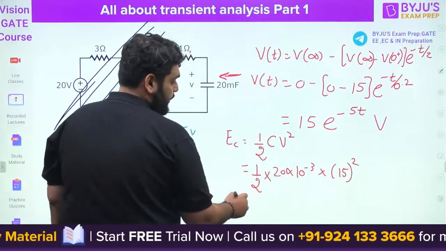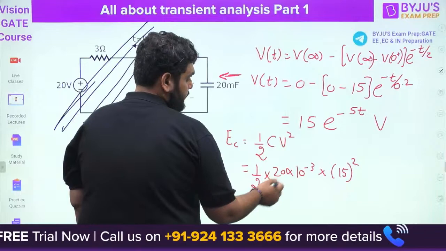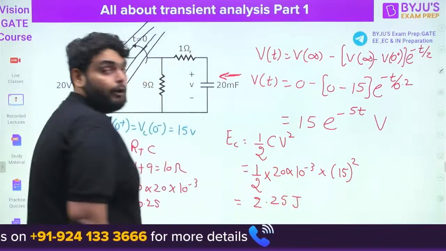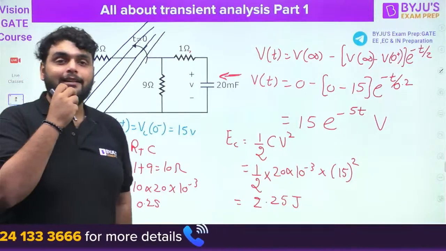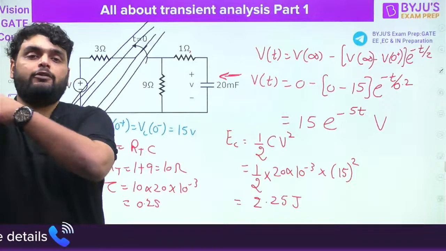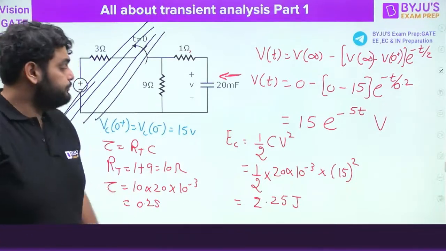So how much did it come? 225. So 10 to the power minus 2, so it becomes 2.25 joule. 2.25 joule. Beta, you have to find energy, so the unit will be joules. We need to find out energy, so it will be joules. Okay, understood? Good. Next one.